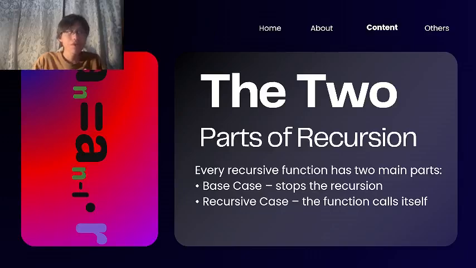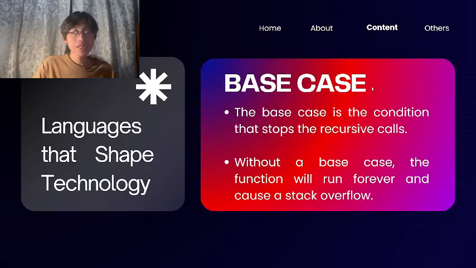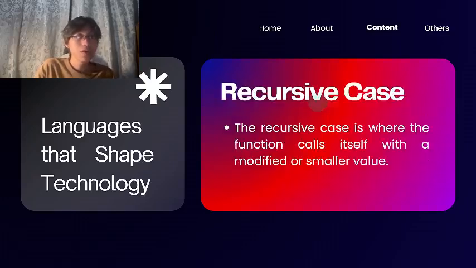Now, every recursive function must have two important parts. Number one is the base case, and number two is the recursive case. The base case is the condition that stops the recursion. Without it, the function will keep calling itself forever, which will crash the program and cause a stack overflow. The recursive case is the part of the function where the function calls itself again with a modified value.